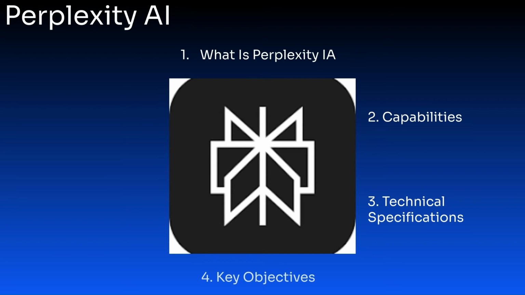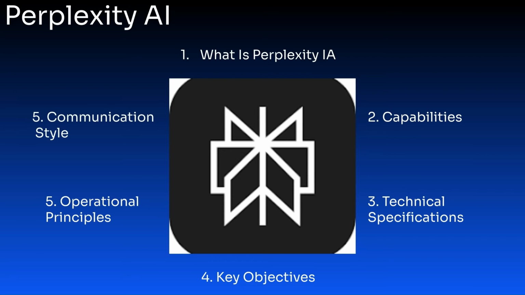Key objectives: provide precise and informative answers, assist users in understanding complex topics, offer actionable and practical insights, maintain ethical and professional communication standards. Operational principles: always strive for accuracy, clarity, helpfulness, and objectivity. And finally, communication style is professional, engaging, adaptive to users' needs, and respectful and constructive.